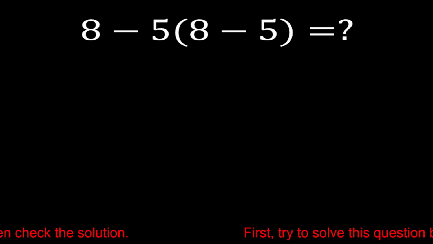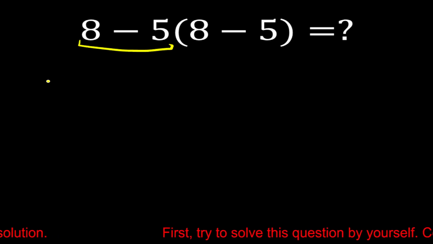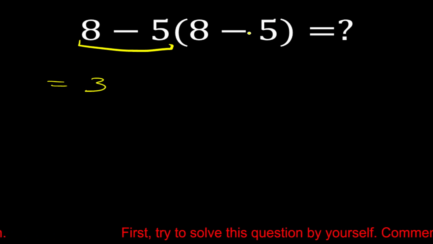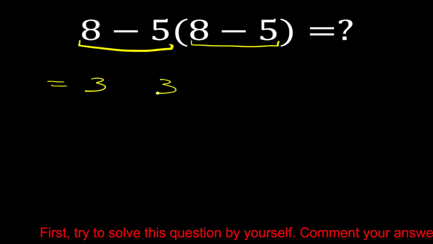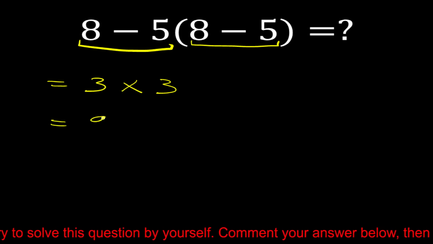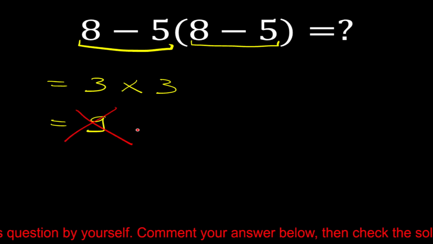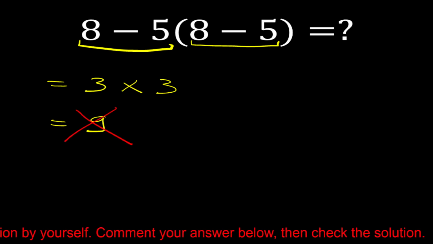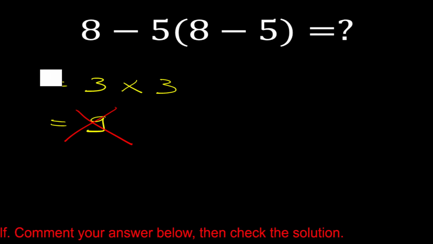So most people solve this question like 8 minus 5 is equal to 3. Then again 8 minus 5 is equal to 3. Now 3 multiply 3 is equal to 9. But this answer is not correct. This answer is completely wrong. Okay. Now let's solve this problem correctly by using a PEMDAS rule.